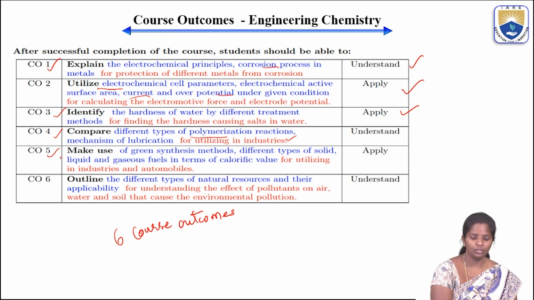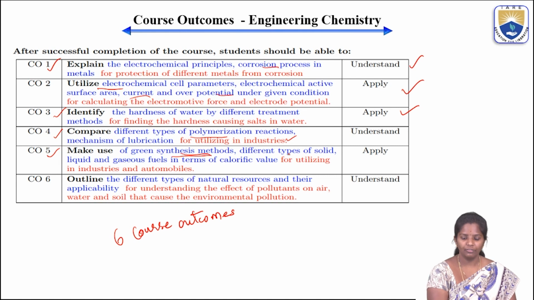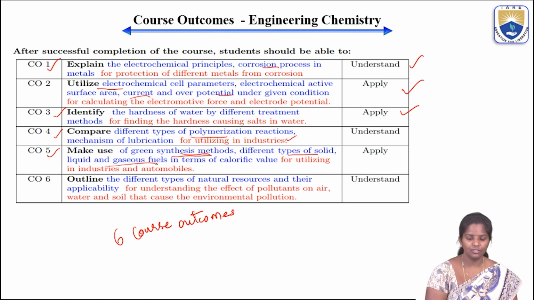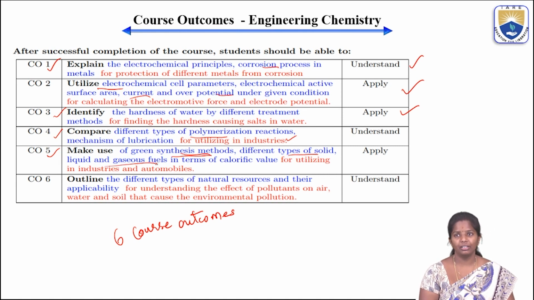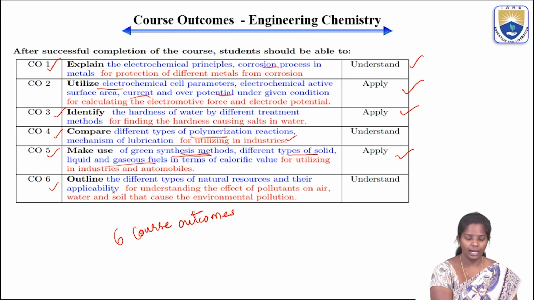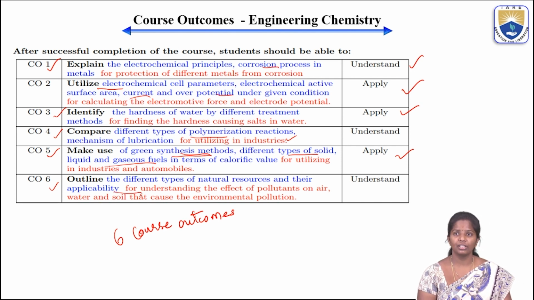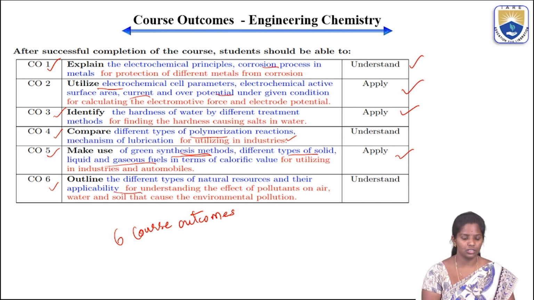In course outcome 5, green synthesis methods are taught, along with different types of solid, liquid, and gaseous fuels in terms of calorific values. So we are going to determine the calorific values; we are applying the knowledge. In course outcome 6, different resources will be outlined, along with their applicability for understanding the effects of pollutants on air, water, and soil that cause environmental pollution.